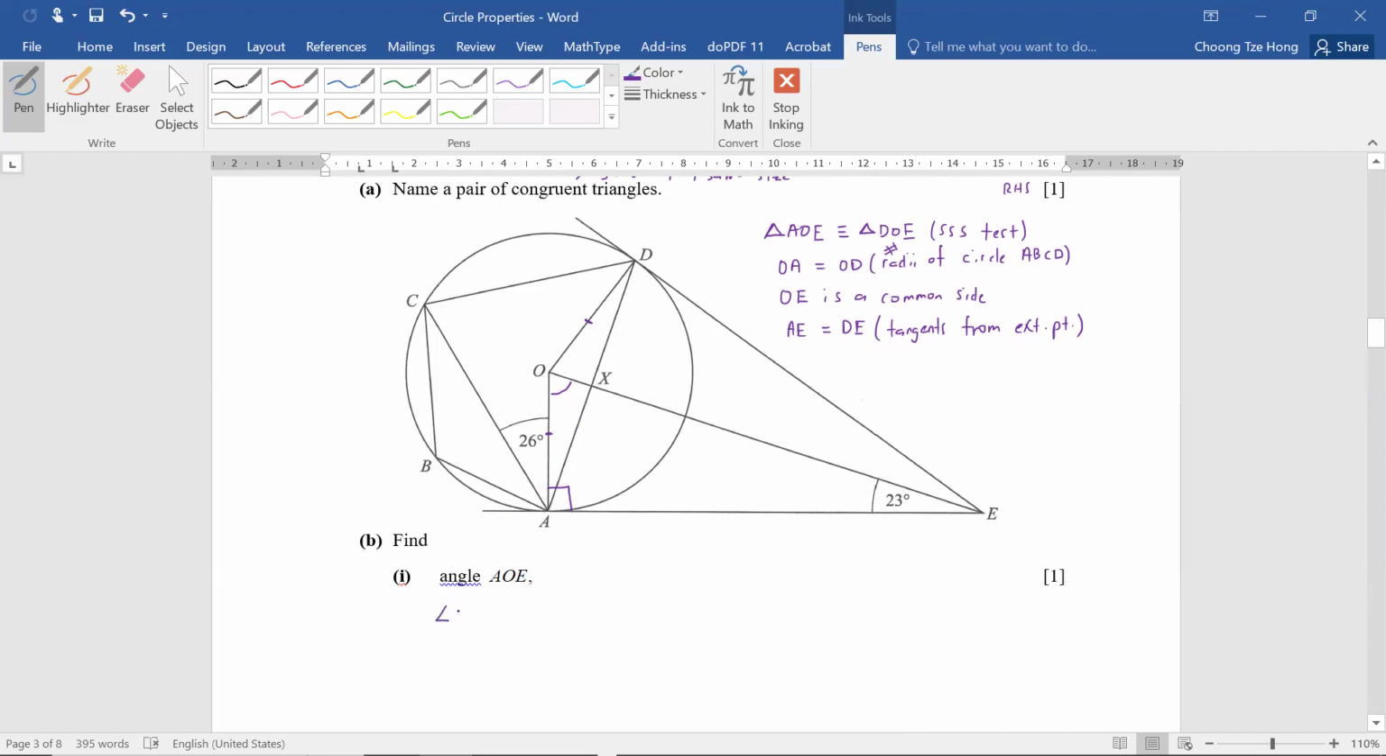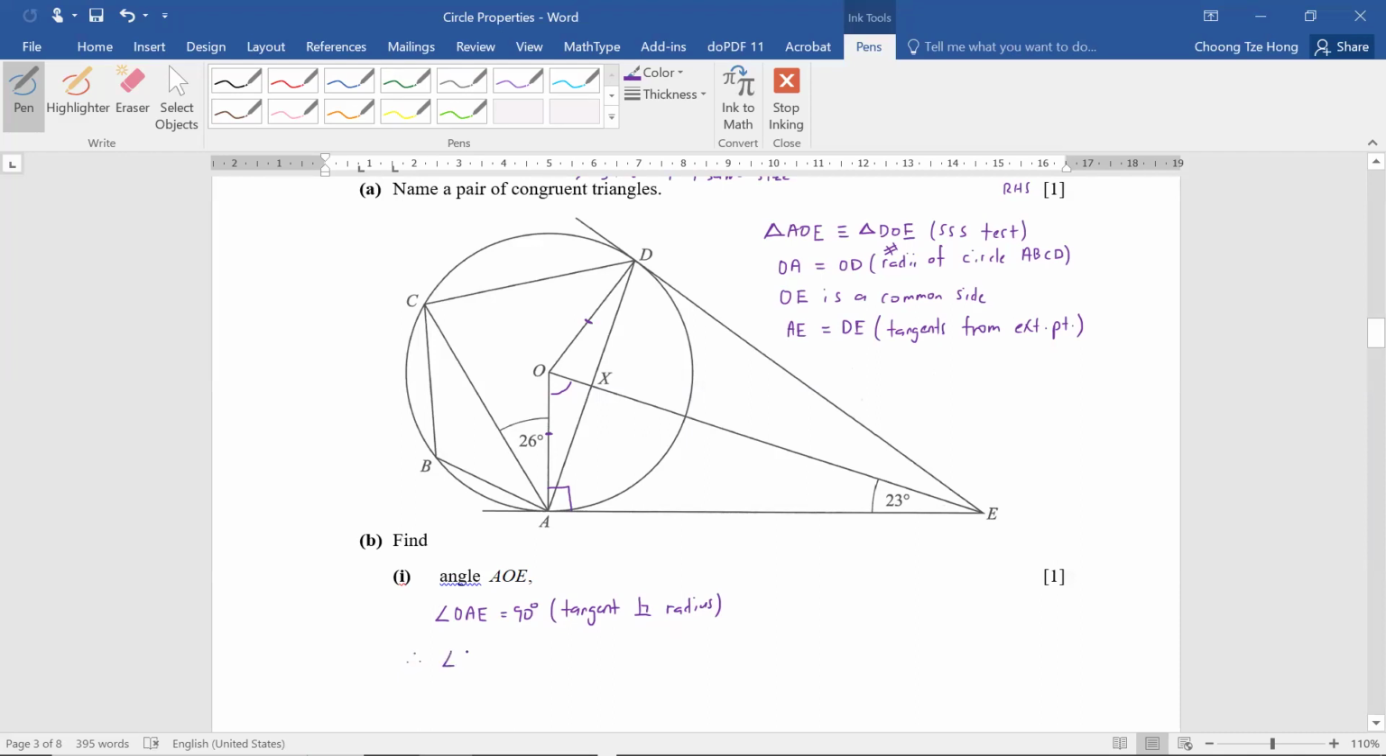So angle OAE is equal to 90 degrees. Okay, so this one will be because it's a tangent perpendicular to the radius. Right, so once we have written this down, then we just use angle sum of triangle.